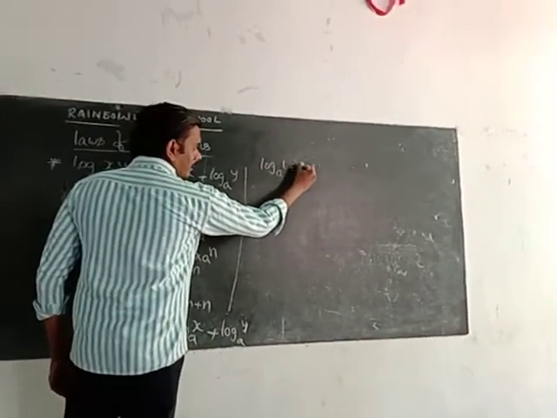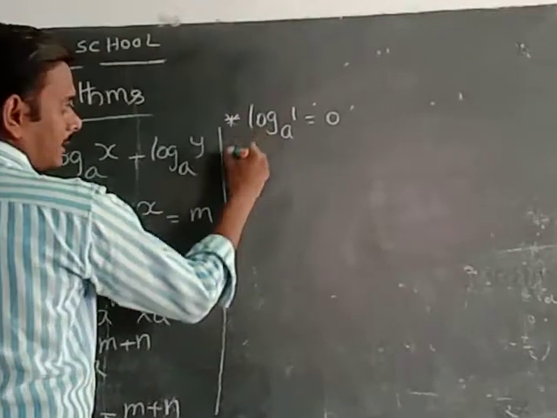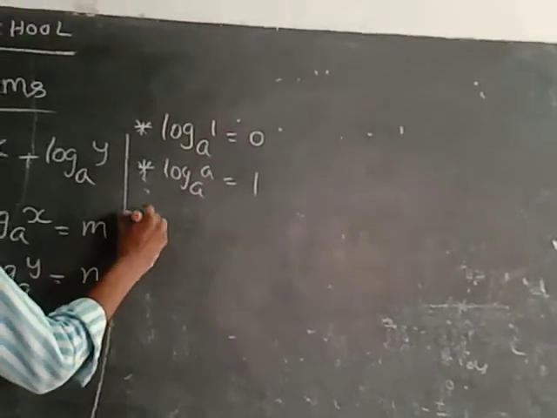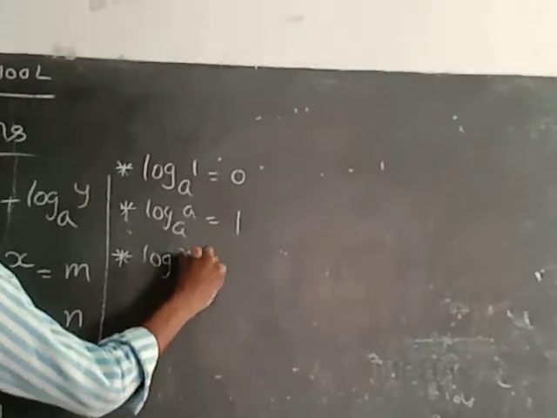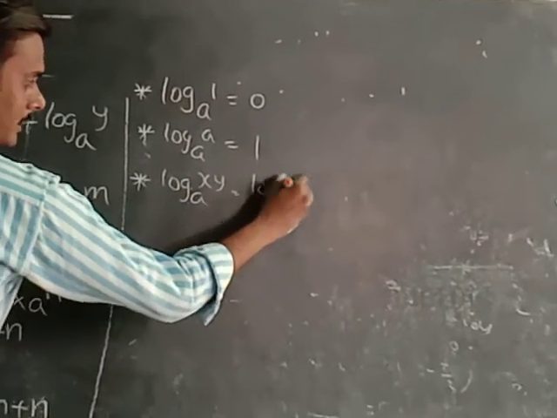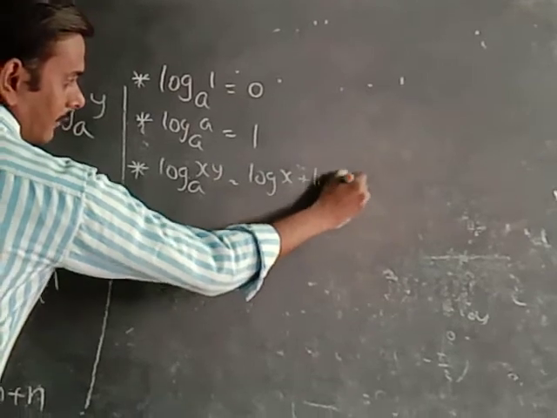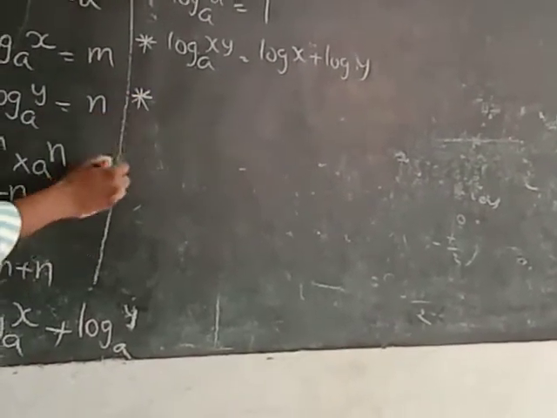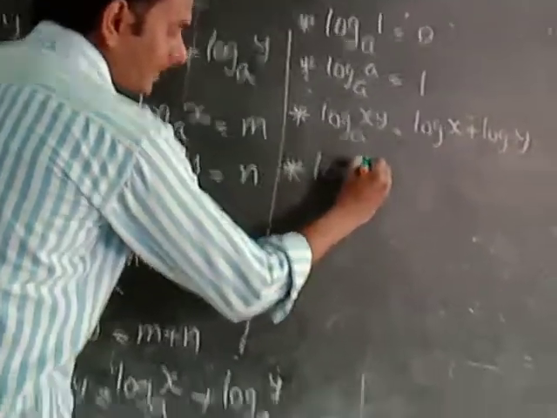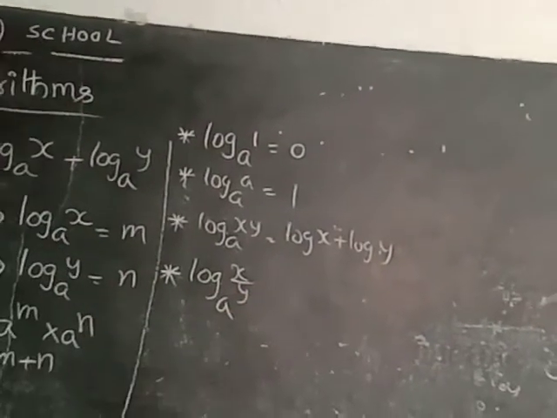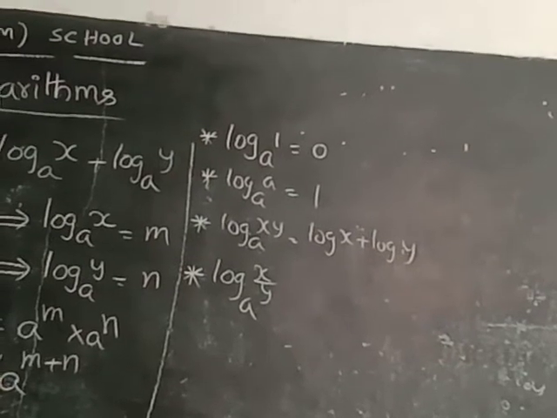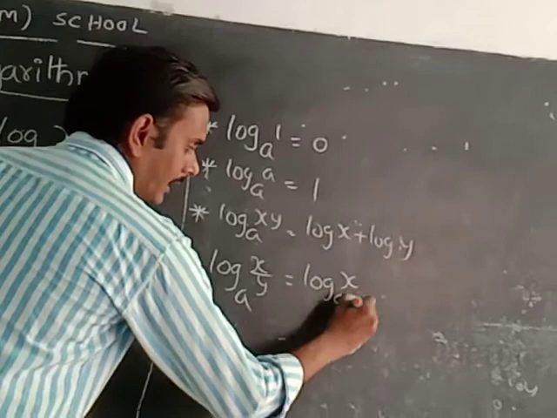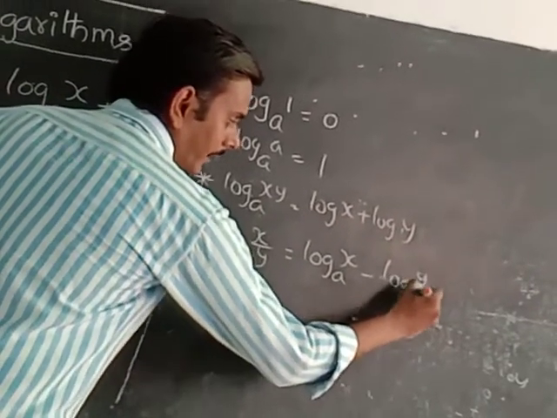Log 1 base a equals 0. Next, log a base a equals 1. Another one, log xy base a equals log x plus log y. These three laws we learned. Similarly, some more laws are there. Log of x by y base a equals log x base a minus log y base a.